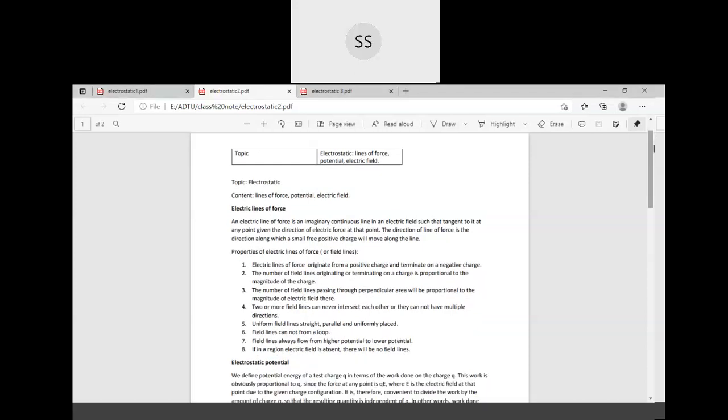Okay, so two or more field lines can never intersect each other, and for a uniform field, the lines are straight, parallel and uniformly placed. Field lines cannot form a loop, or field lines cannot have circular direction. Field lines always flow from higher potential to lower potential. In a region where the electric field is absent, there will be no field lines. If there is no electric field, there cannot be electric field lines.